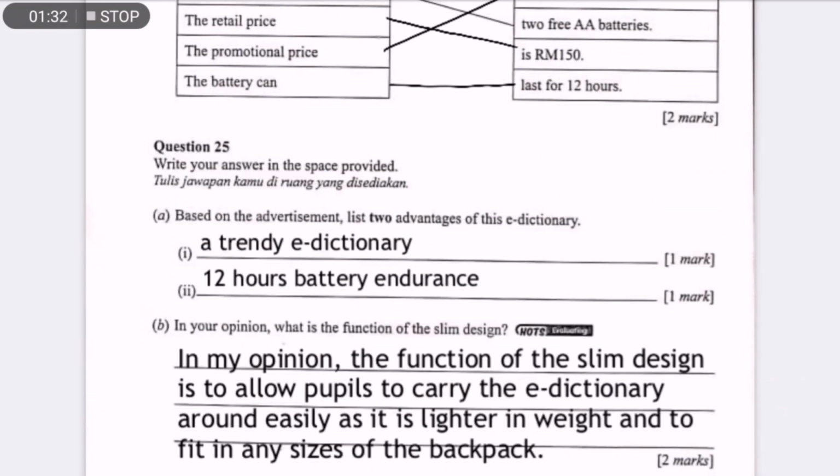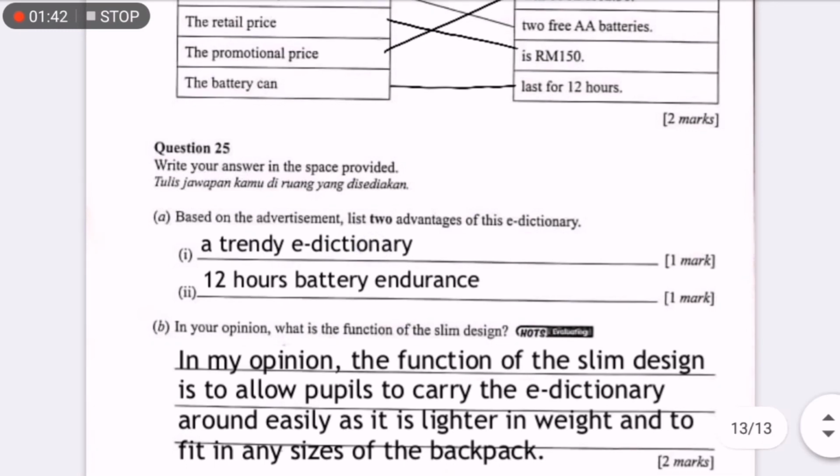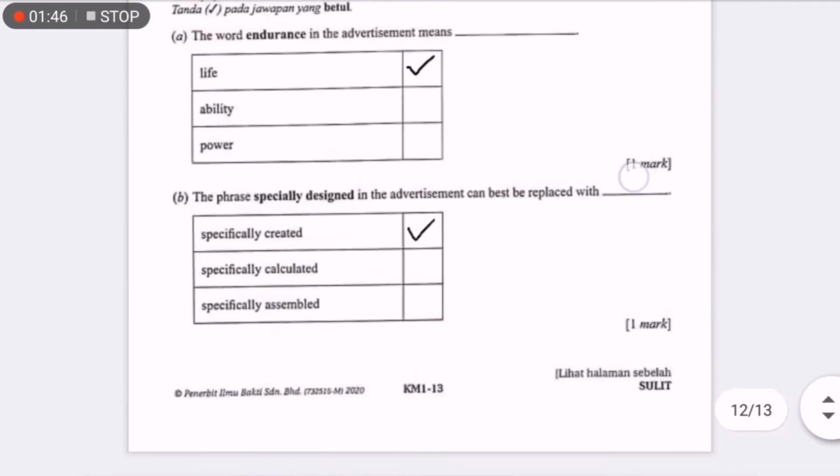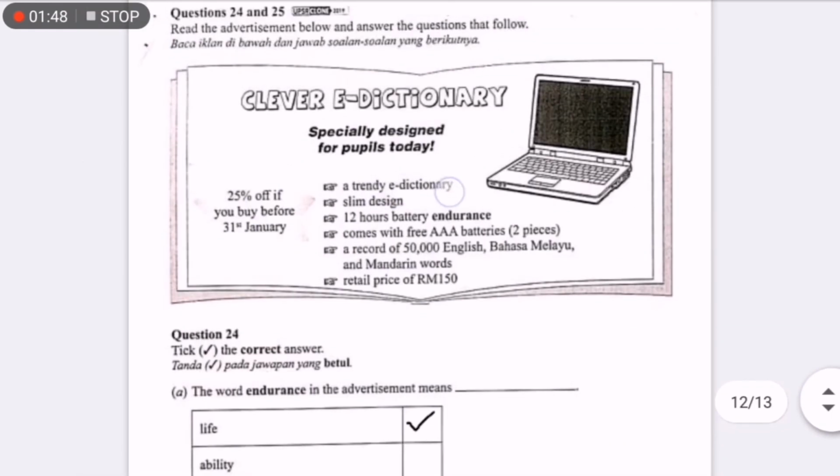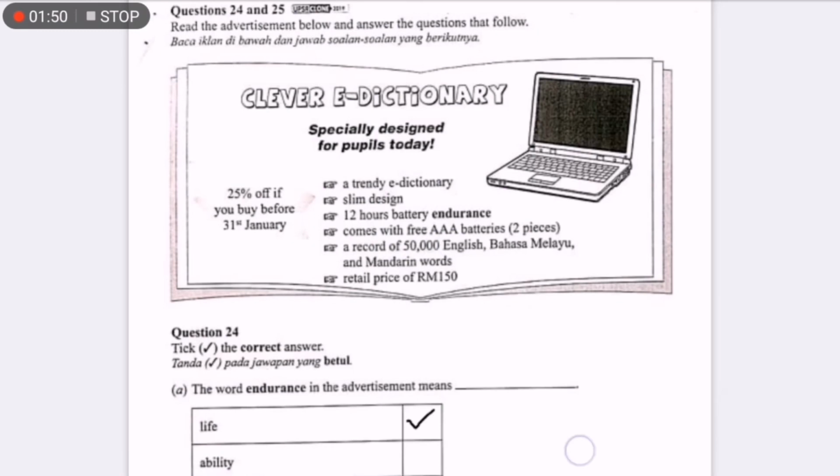Based on the advertisement, list two advantages of this e-dictionary. Now, another word for advantages is benefits. Alright, you can write a trendy e-dictionary and 12 hours battery endurance. Any answers over here is acceptable.